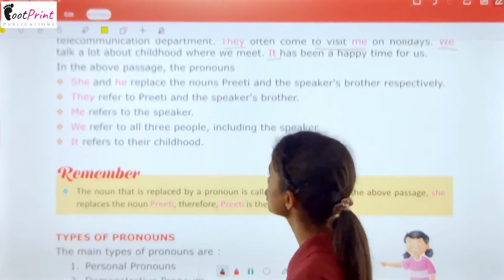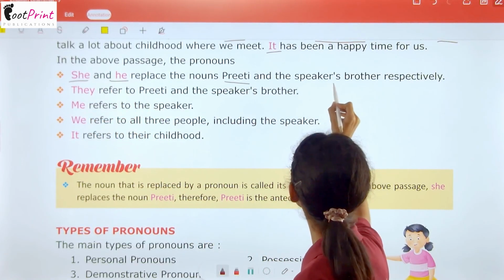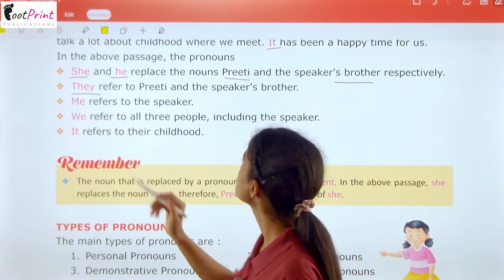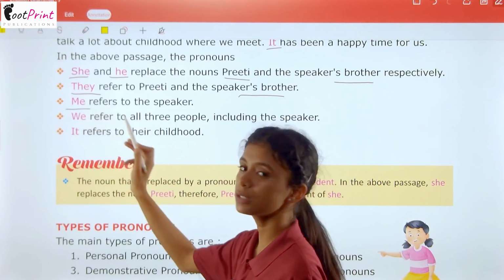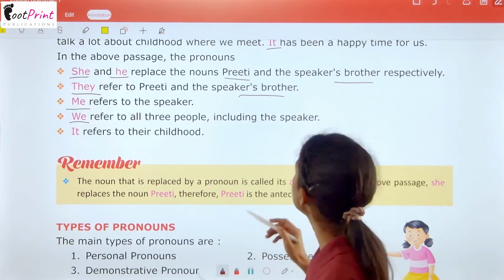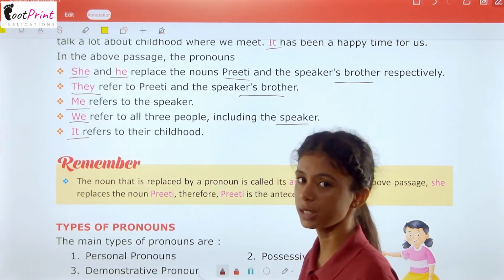In the above passage, the pronouns she and he replace the nouns Preeti and speaker's brother respectively. They refer to Preeti and speaker's brother. Me refers to the speaker and we refer to all three people including the speaker. It refers to their childhood.